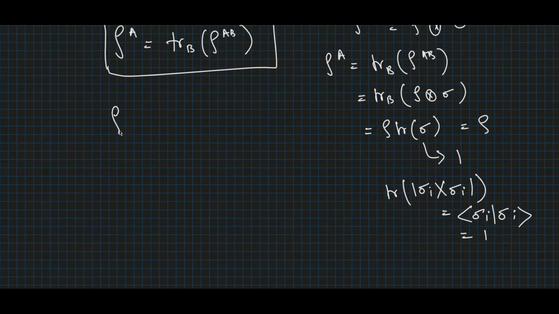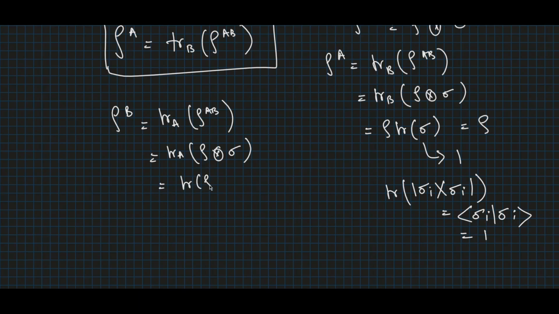Similarly, we can see that rho B equal to partial trace over A of the joint system rho AB, which would be equal to trace over A of rho tensor product sigma. Now partial trace over A would be tracing out the subsystem A, which is given by rho, which would be equal to trace of rho into sigma. Again this value would be equal to 1. So rho B will be equal to sigma.